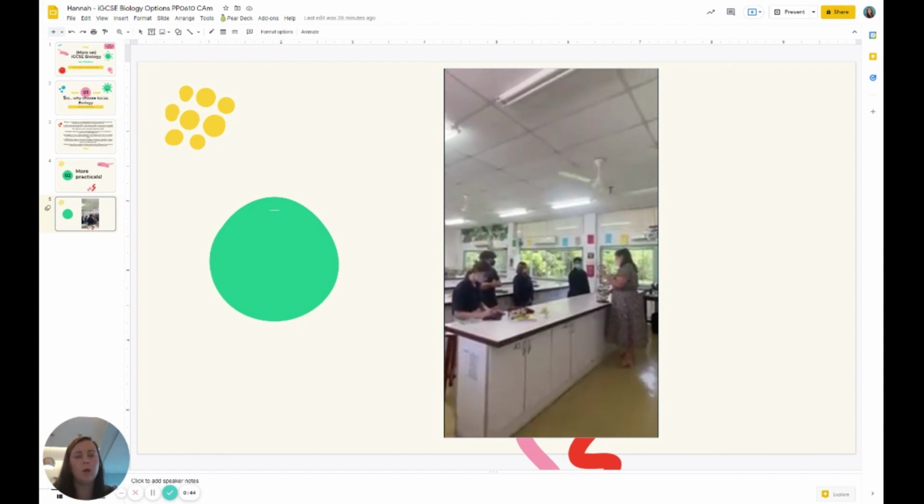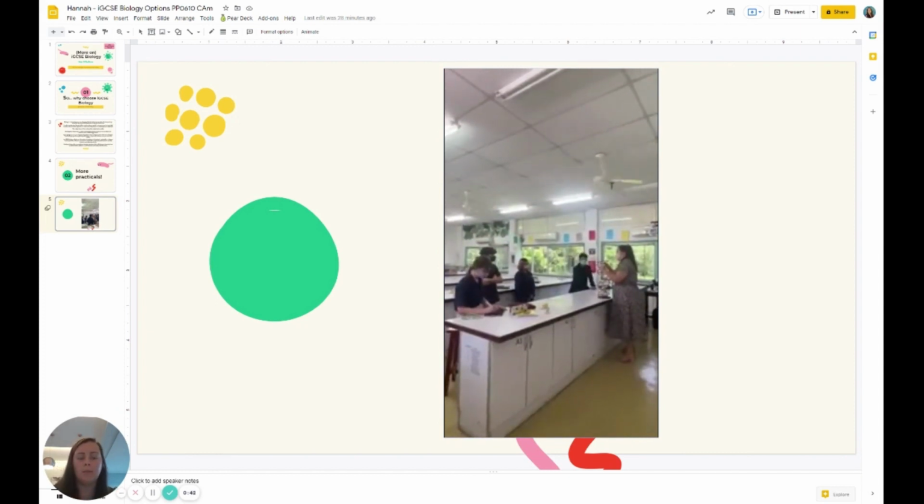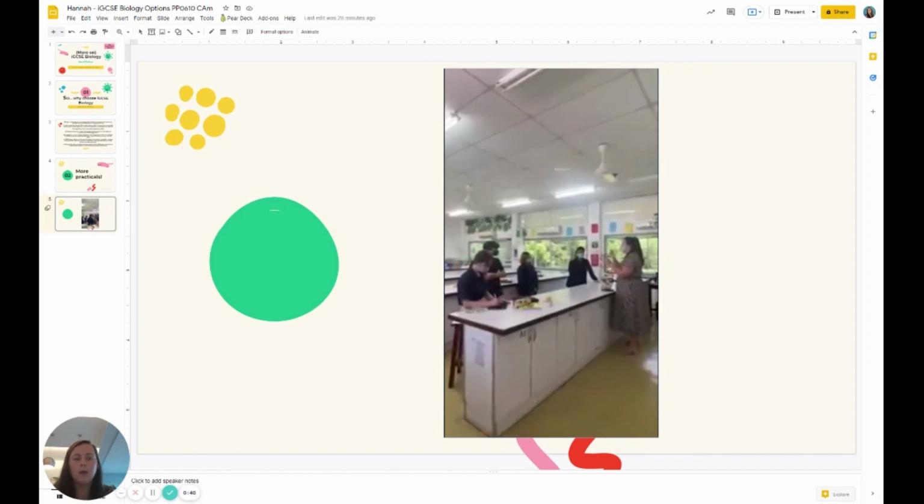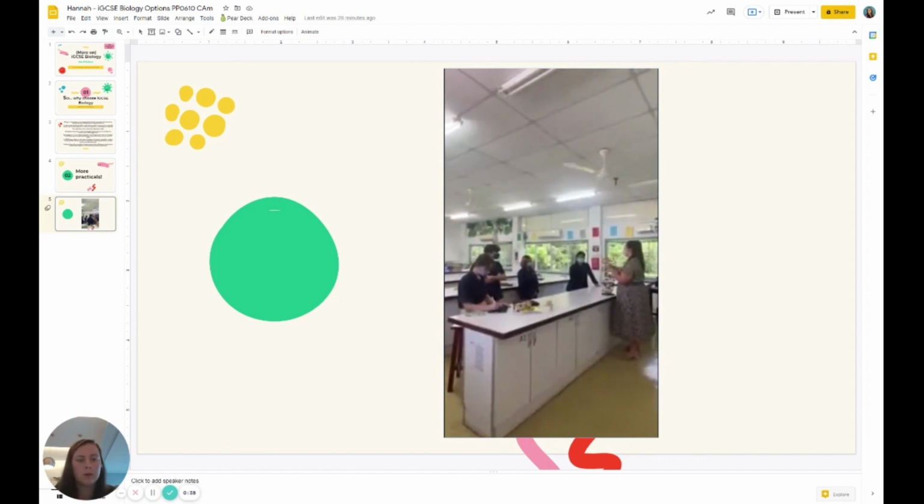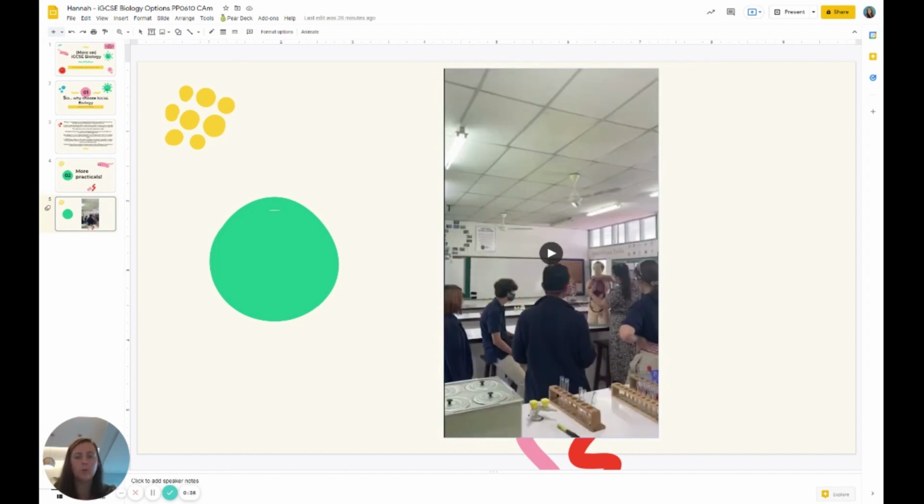And here we are looking at our large DNA model, because it can be quite daunting to look at something so small and think about it. So we use models to help bring those incredibly tiny things to life.